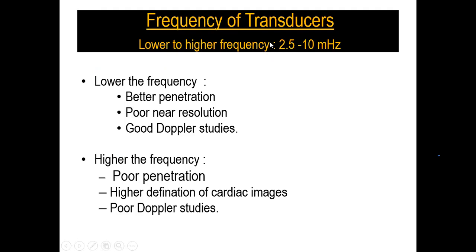Lower frequency transducer is like 2.5 megahertz. Higher frequency transducer means 10 megahertz transducer. Lower frequency transducers have better penetration, good Doppler studies, but poor near resolution. On the other hand, higher frequency transducers have poor penetration, higher definition of cardiac images, but poor Doppler studies.